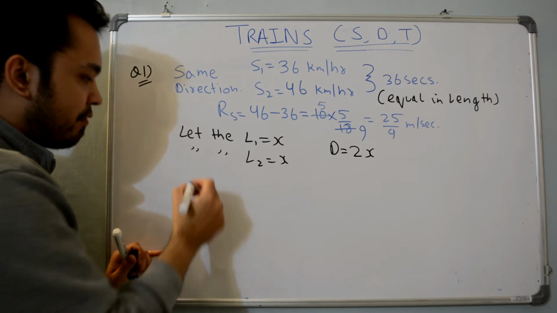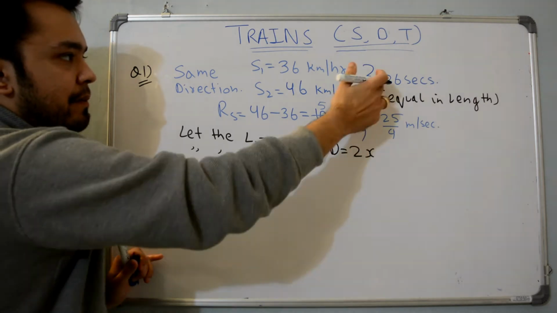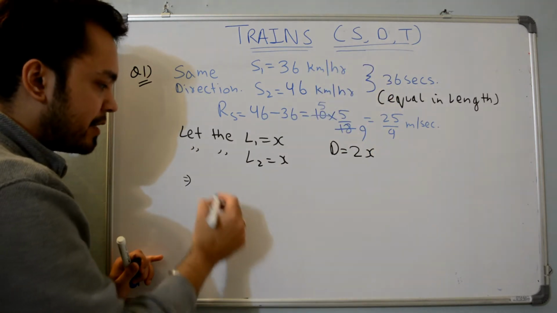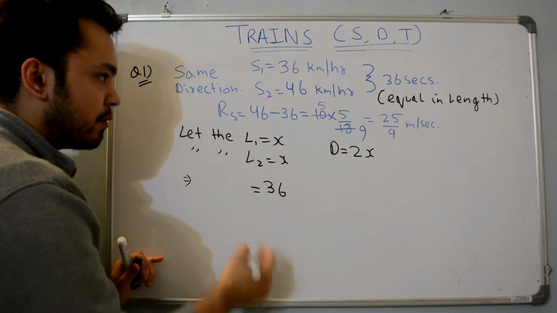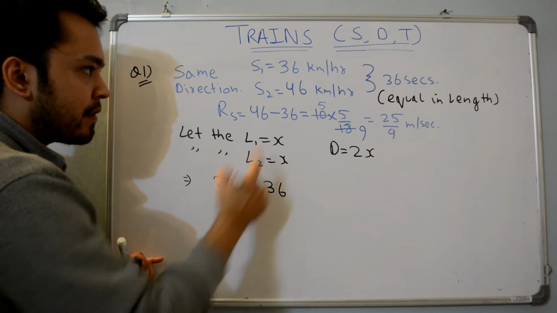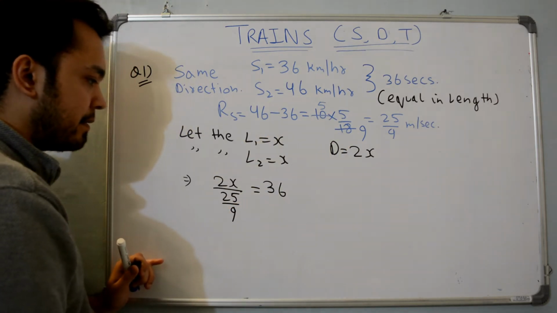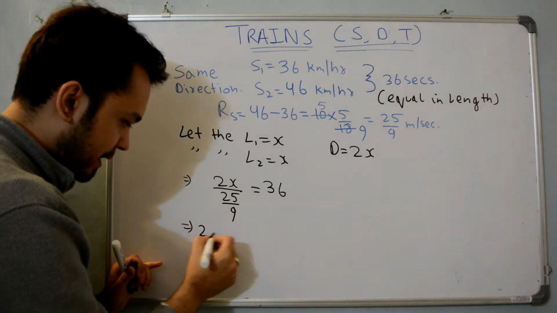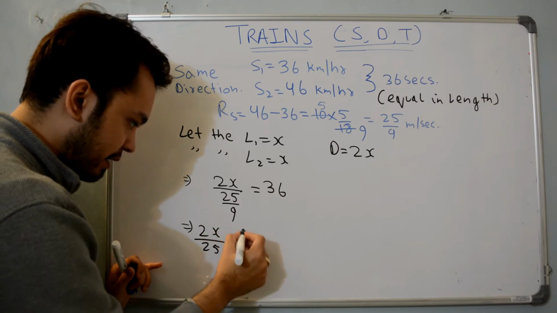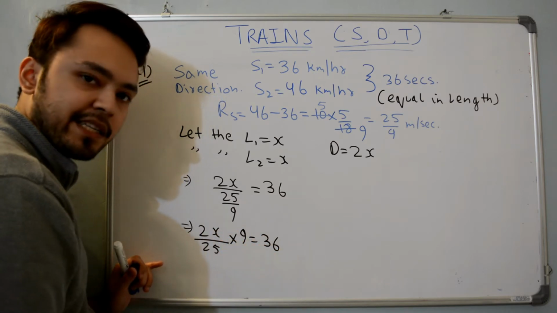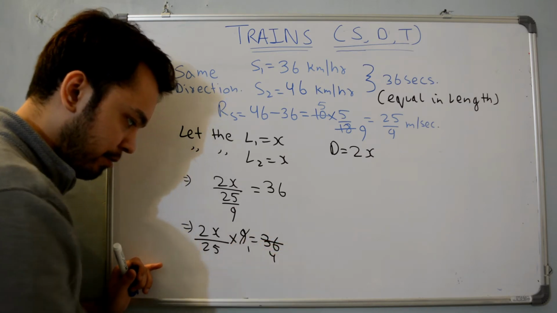So now we'll frame our question in the formula of time. Time is what? Distance upon speed. So 36 is equal to distance upon what? Speed. 25 by 9. So it will come out to be 2x upon 25 by 9. This will get reciprocal, 9 and 36, right? 9 ones are 9, 9 fours are 36.